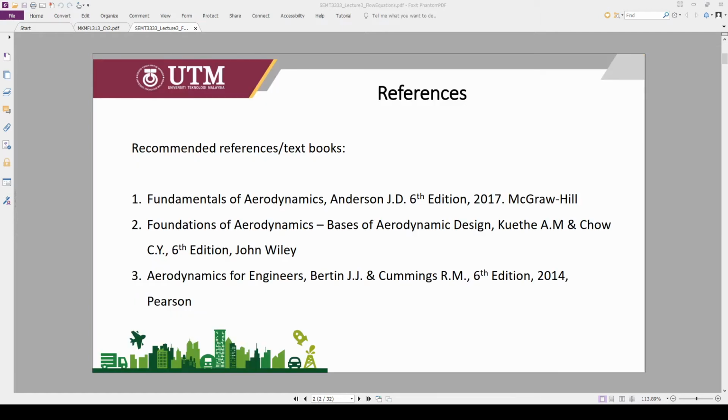To start our discussion, I would first like to recommend several textbooks that can be used as your references. The first one is J.D. Anderson's Fundamentals of Aerodynamics. The second textbook you can refer to is Foundations of Aerodynamics: Bases of Aerodynamic Design by Kuethe and Chow. And the third one is Aerodynamics for Engineers by Bertin and Cummings.